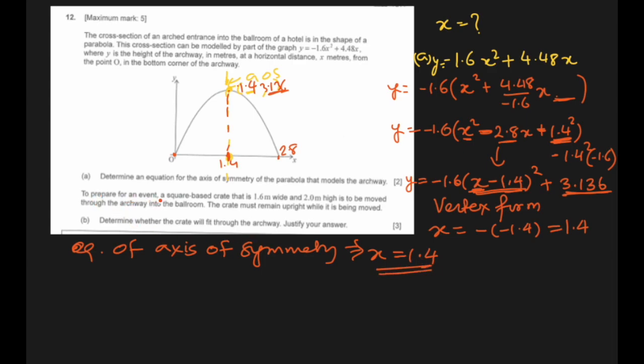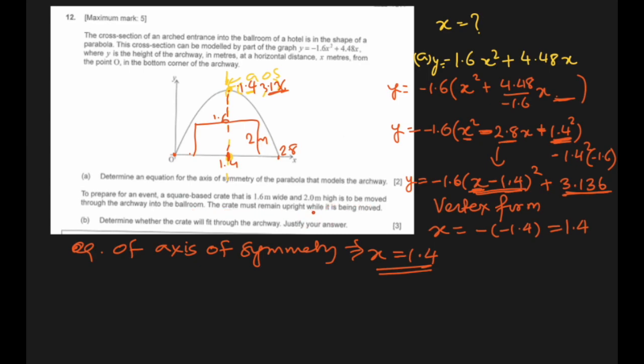To prepare for an event, a square base crate that is 1.6 meters wide and 2 meters high is to be moved through the archway. Okay, so let's say this is the box. The width is 1.6, and the height is 2 meters.